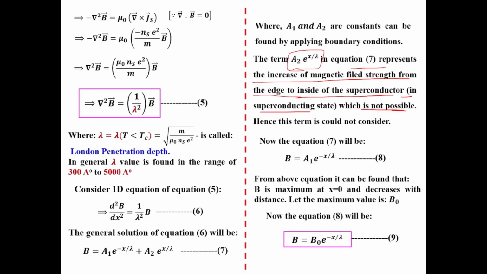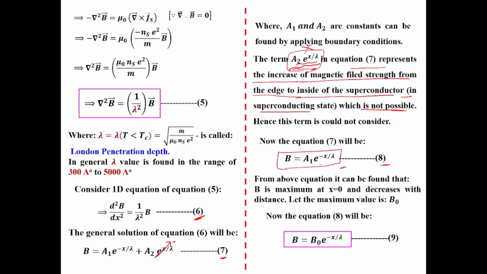But by considering this term in equation number 7, which represents an increasing magnetic field strength, which is not acceptable, this term is not going to be considered for the solution of equation number 6. So the new solution, by discarding this term, we find B equal to a1 e to the minus x by lambda. Let this be your equation number 8.